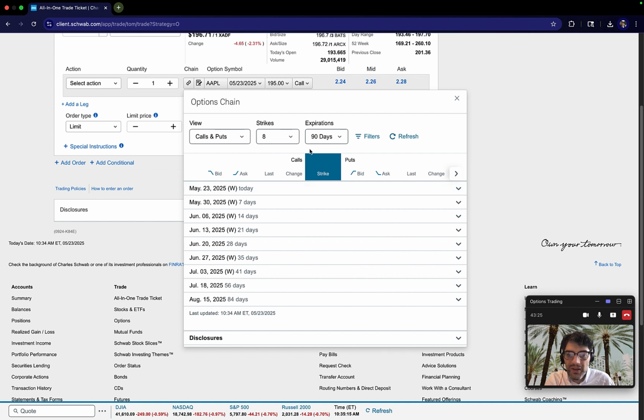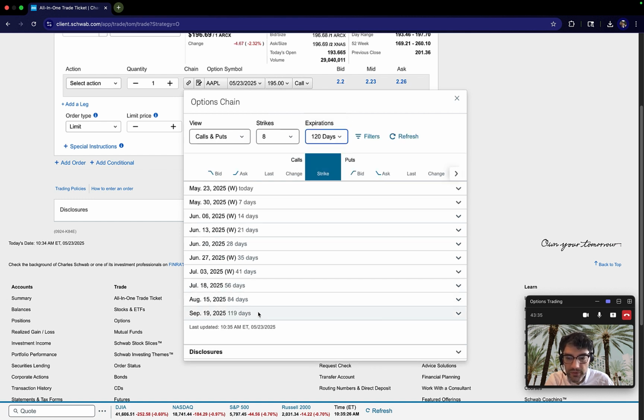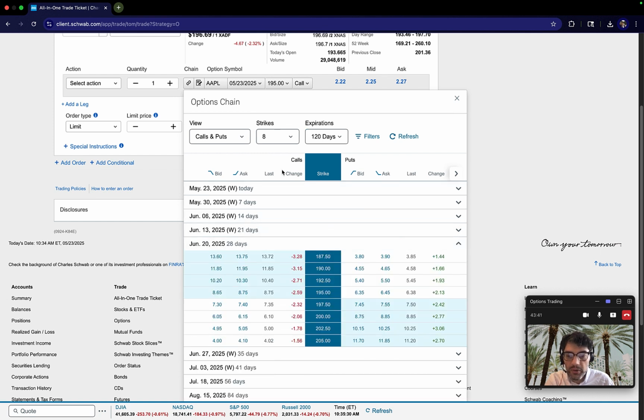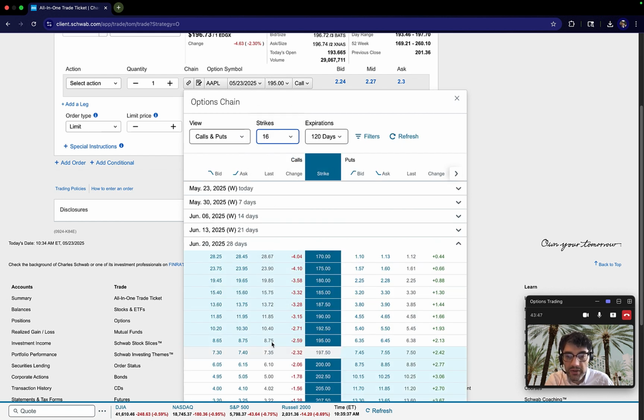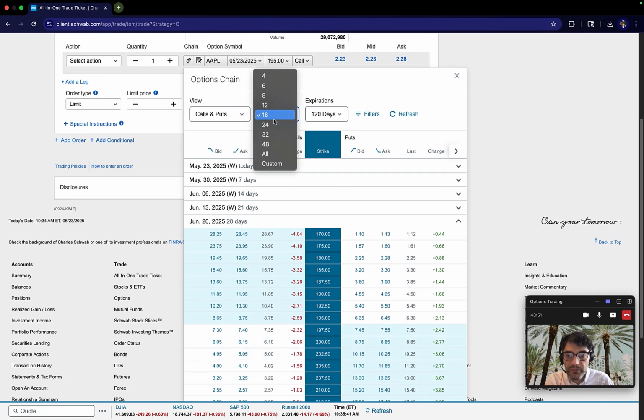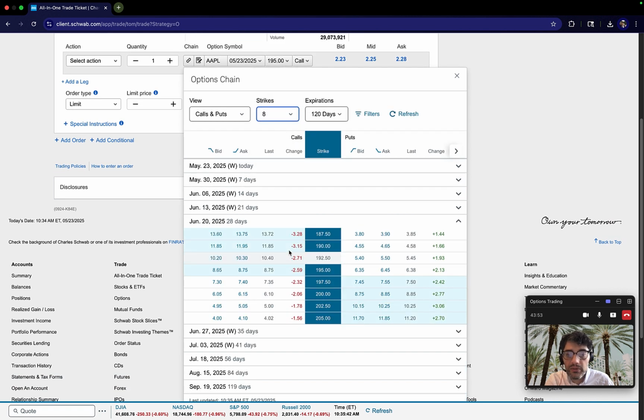We can also look at more expirations. Let's say we're looking at the 90. So let's say we want to go out even further, and there you go, 119 days. And once we click into an expiration date, we can take a look at the strikes. Now, if you want to look at more strikes or less strikes, we can select this and easily get more strikes. I'm just going to leave it at 8 for now.